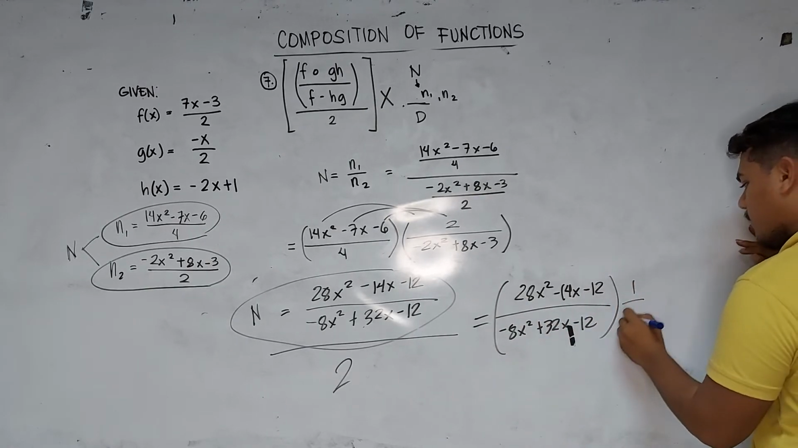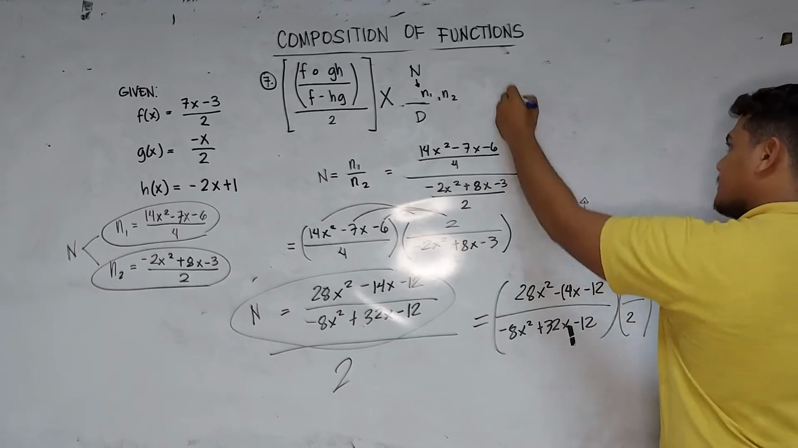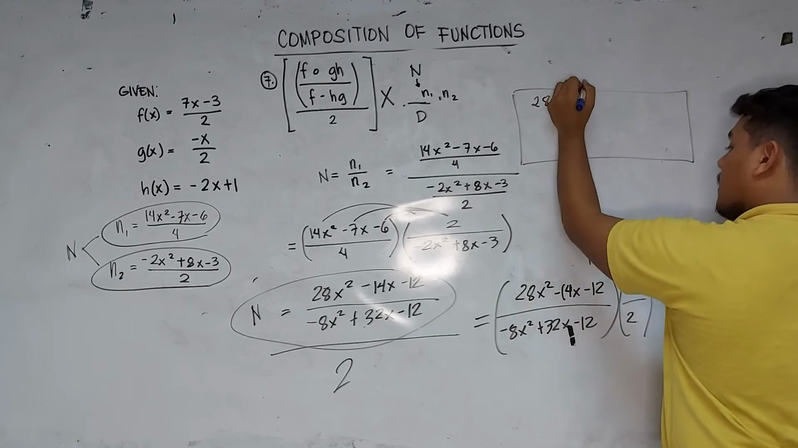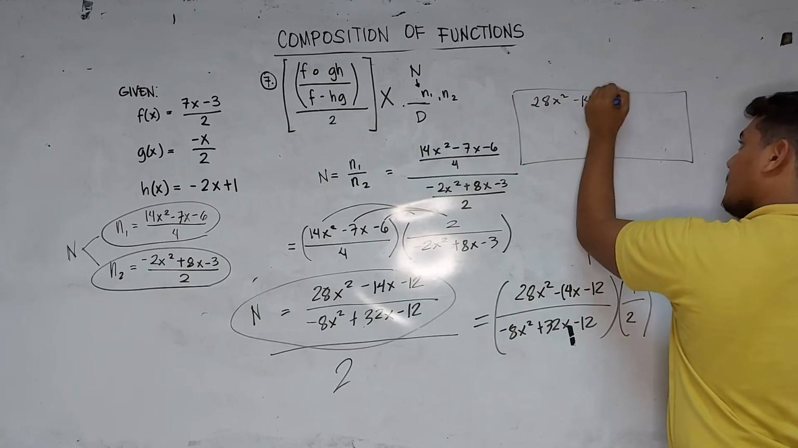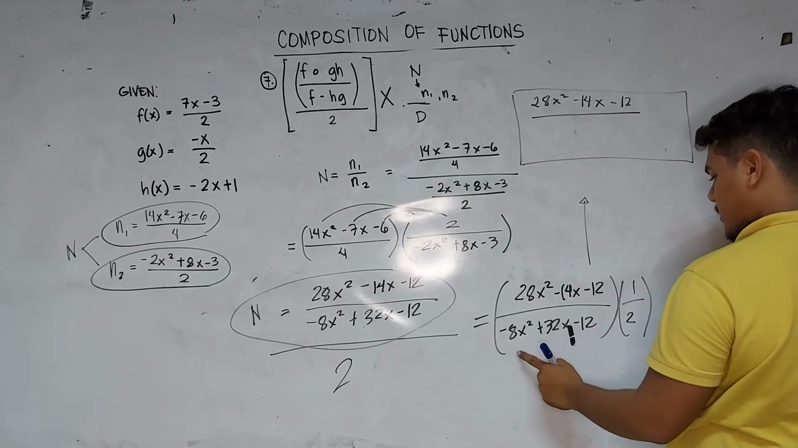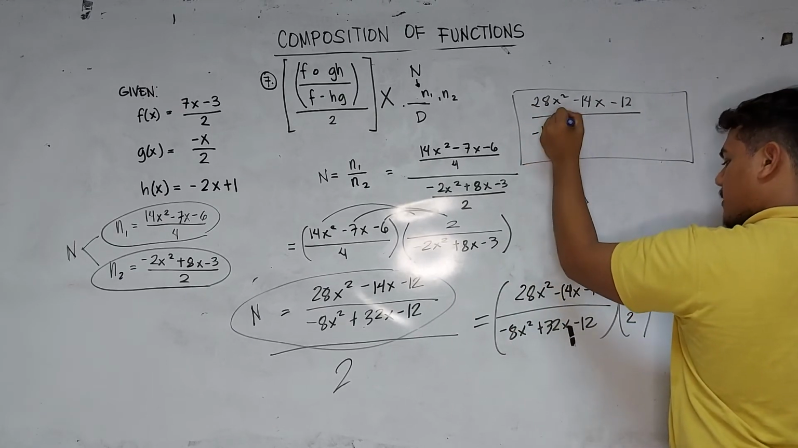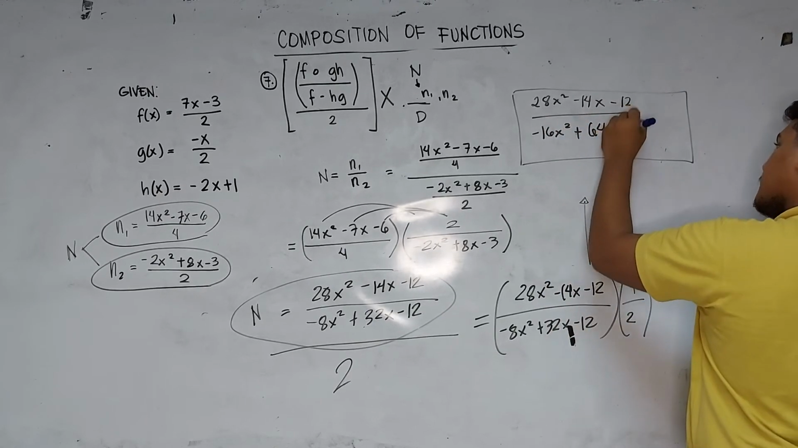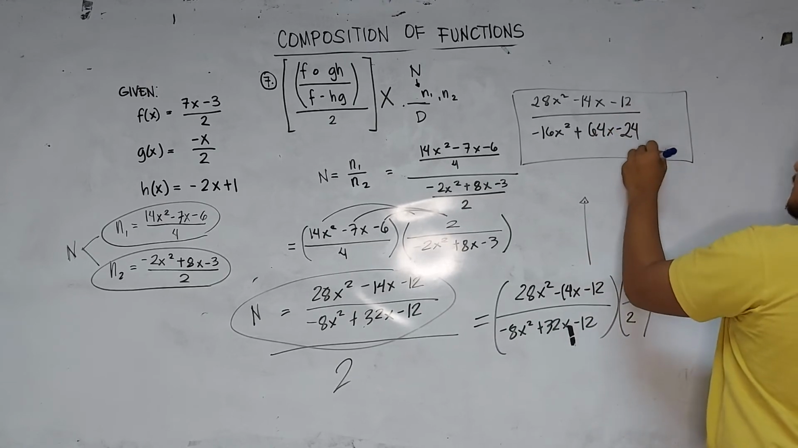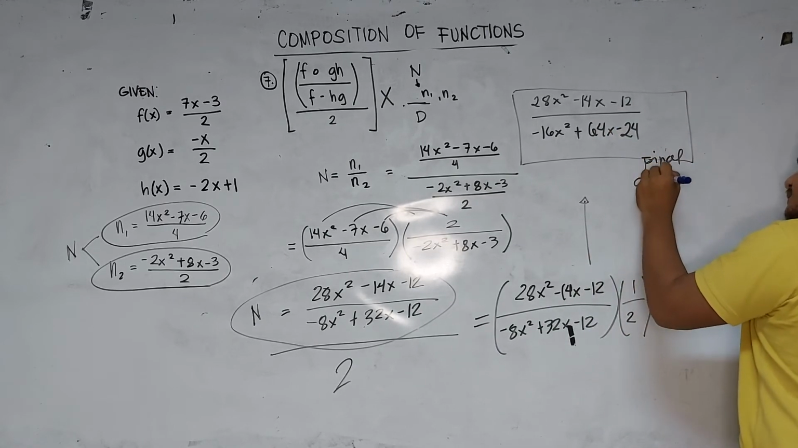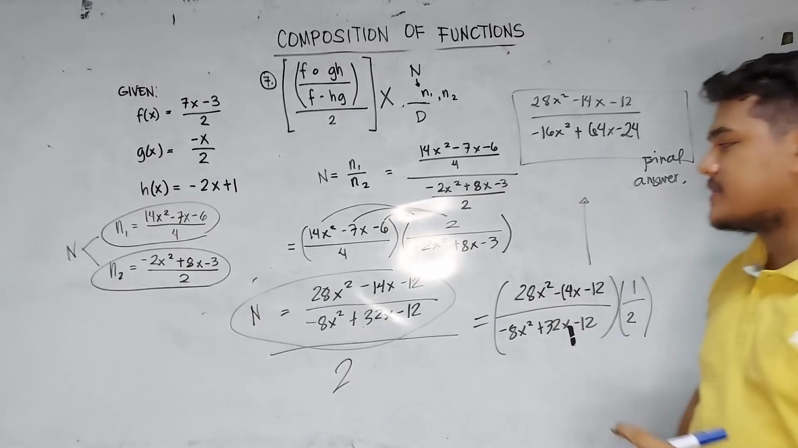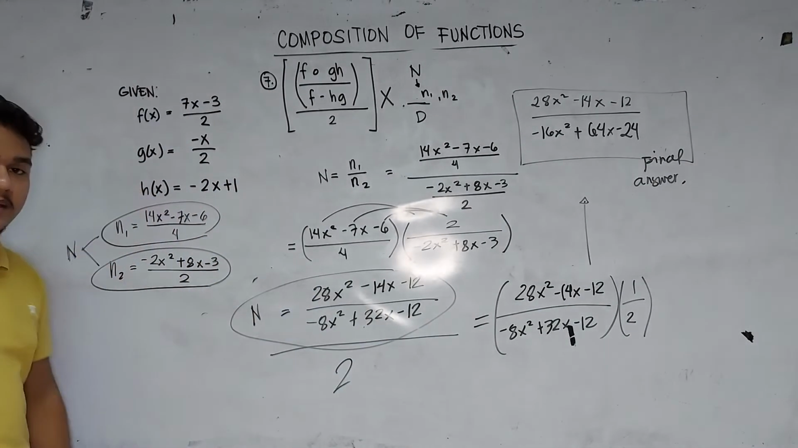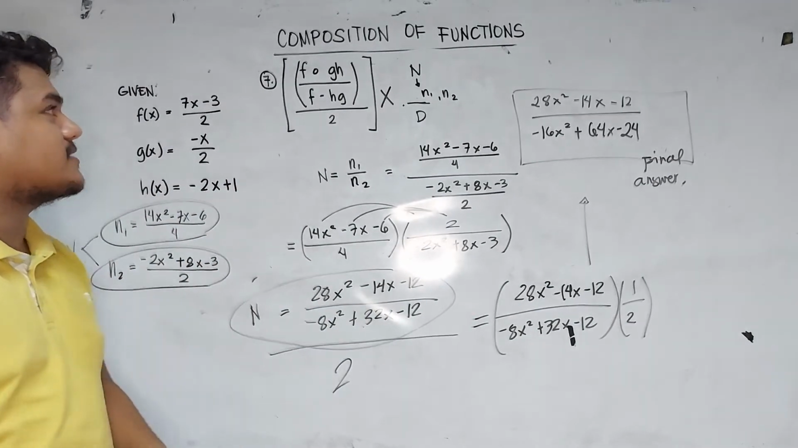times 1 over 2. So the final answer is 28x squared minus 14x minus 12 over negative 16x squared plus 64x minus 24. That is your final answer. Sure, it is a bit confusing. Yes, and you will be encountering more of that. Actually, this one is wrong, so it cannot be counted as a given. But since it all works out, that is how you compose functions.